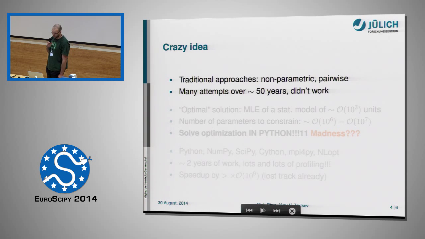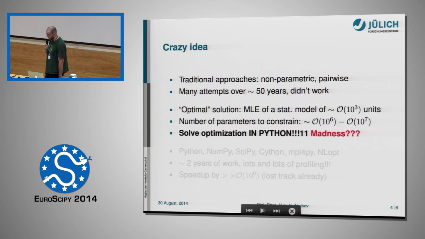Traditional approaches have been non-parametric, pairwise. I was not the first one who got this idea. Many attempts over 50 years mostly didn't work. So I thought I would be the guy to finally do that right. The optimal solution would be to make a statistical model and then do a maximum likelihood estimation of it. The parameters would be the connectivity matrix, but with 10 to the power of 7 dimensions. This in itself is insane.